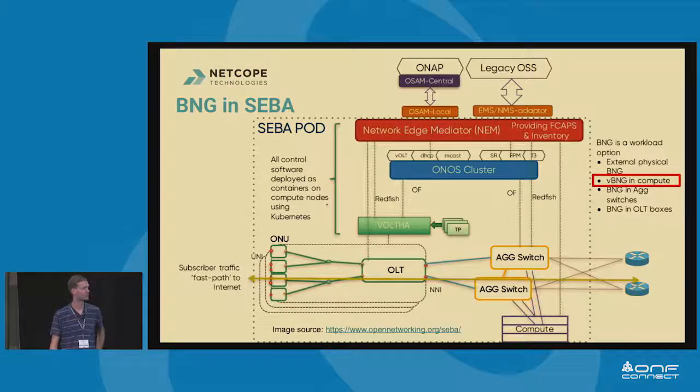There can be obviously external physical BNG. Then there can be vBNG in the compute nodes. That's the focus of this presentation. And then the BNG can also be in the aggregation switches or in OLT boxes. So we decided to do vBNG in the compute nodes.